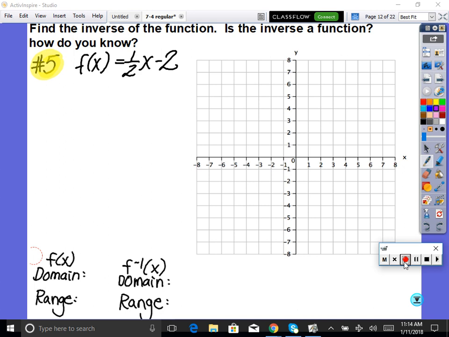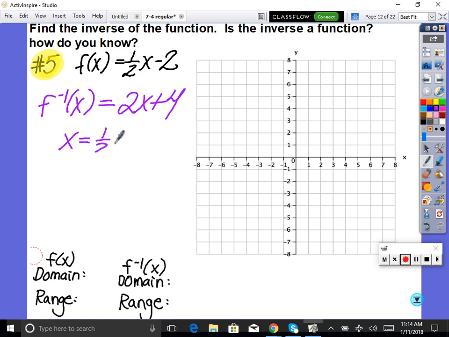Ready, go. Okay, so did you get this done? F inverse of x. What'd you get? 2x plus 4. That is correct. Were you all able to get there? Well, let's quickly go through it then. So we switch x and y. X equals 1/2 y minus 2. What's our first step? Add 2. So we have x plus 2 equals 1/2 y.